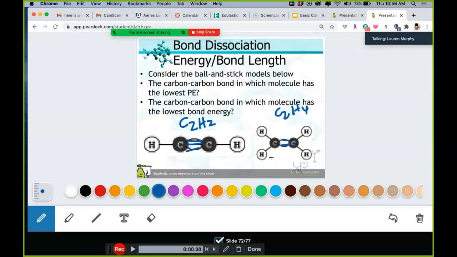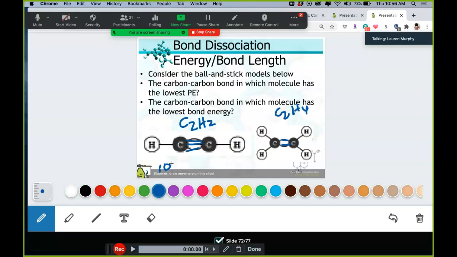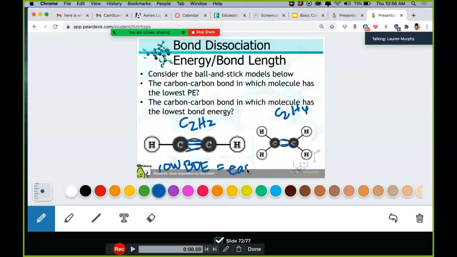So this one should be fairly conceptual. Which one has the lowest bond energy? So what does low bond dissociation energy mean? Easiest to break. So that's going to be this one, right? This is just comparing double and triple bonds. Questions? Easier to break, harder to break. Triple bonds are closer together.